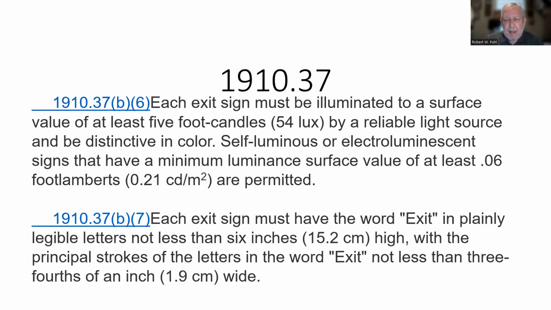Each exit sign must be illuminated to a surface value of at least 5-foot candles, 54 lux, by a reliable light source, and be distinctive in color. Self-luminous or electroluminescent signs that have a minimum luminance surface value of at least 0.06 foot lamberts are permitted. Each exit sign must have the word exit in plainly legible letters, not less than 6 inches high, with the principal strokes of the letters in the word exit not less than 3/4 of an inch wide. That's pretty specific. And that's the kind of thing people want to see in OSHA regulations.